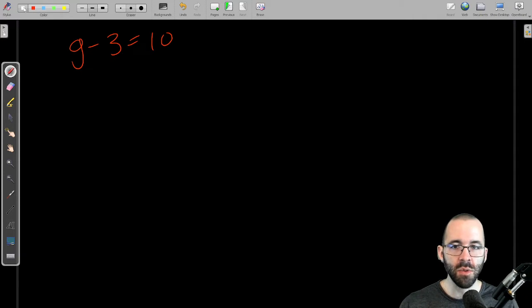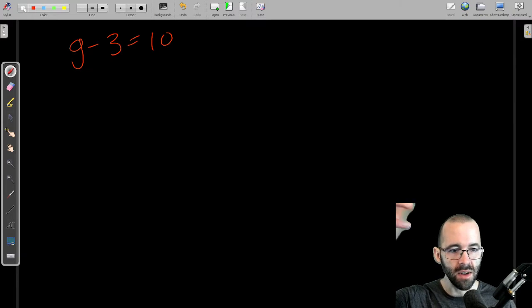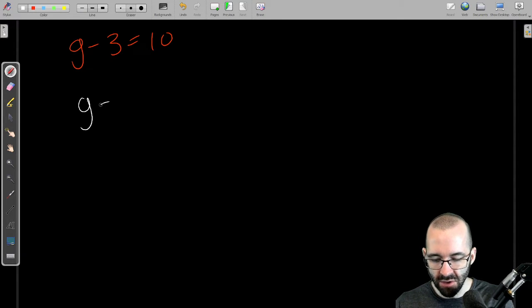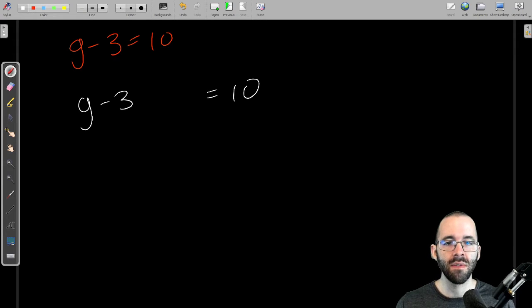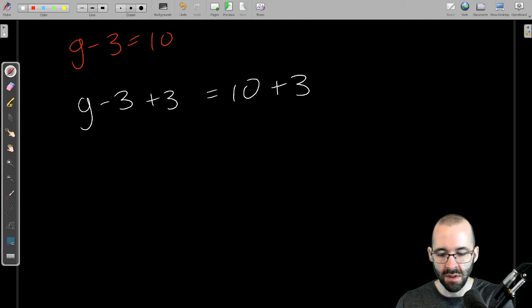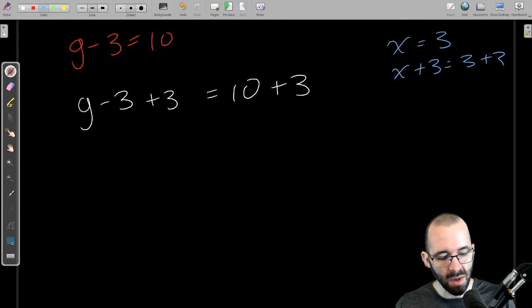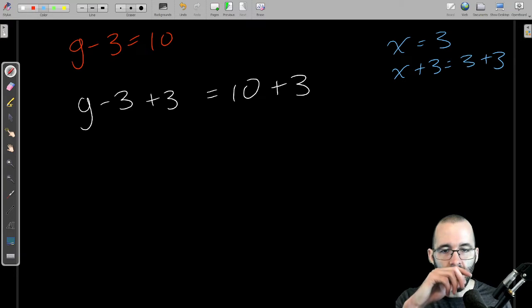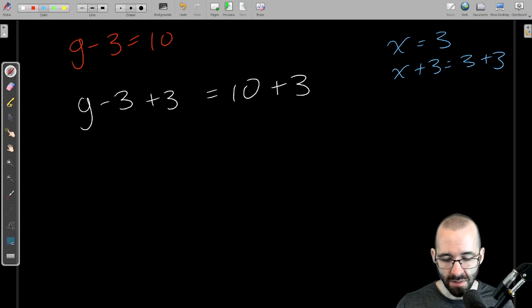g is getting subtracted by 3. So just like fractions, where whatever we do to the top, we have to do to the bottom, here, whatever we do to the left, we have to do to the right. If I have g minus 3 equals 10, and I add 3 to both sides, it's still true, right? If x equals 3, then x plus 3 should still be 3 plus 3 because x is 3. You can do whatever you want to an equation as long as you do it to both sides.